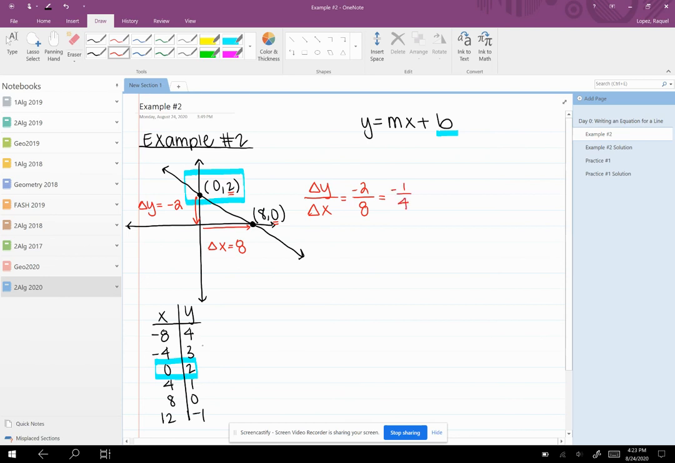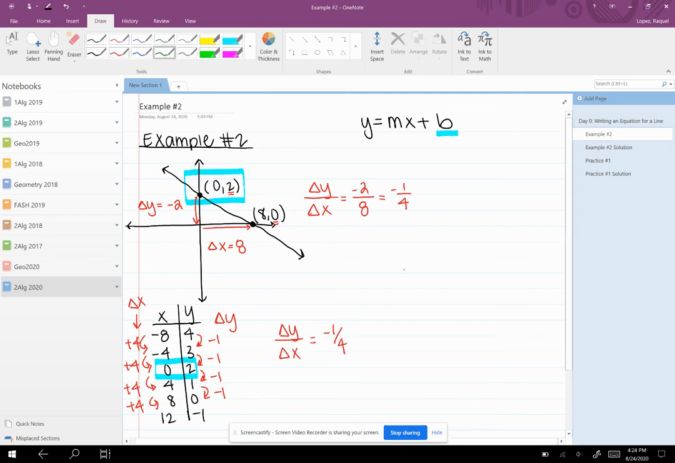I can get that from the table as well. So if I look at my y values, to get from 4 to 3, I'm going down 1, 3 to 2, down 1, down 1, down 1. And that change is consistent. This is our change in y. Now, if I look at my x's, to get from negative 8 to negative 4, I'm actually going up 4. From negative 4 to 0, that's another 4 in the positive direction. 0 to 4 is plus 4, and so on. So from our table, our change in y over my change in x is negative 1/4, which is the same thing that we got from our graph.